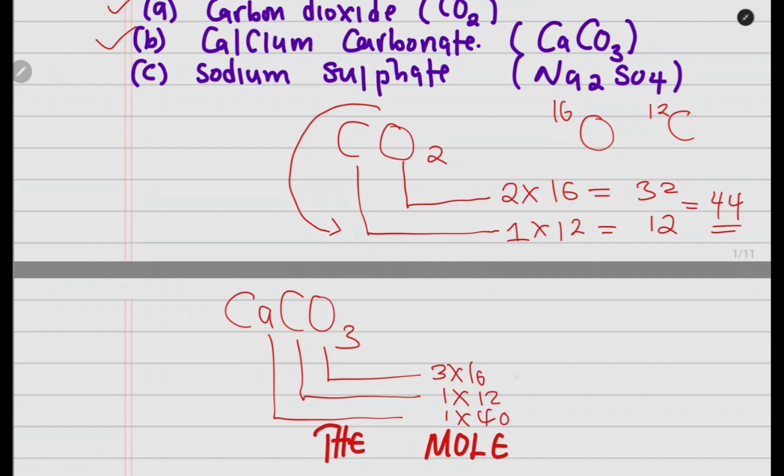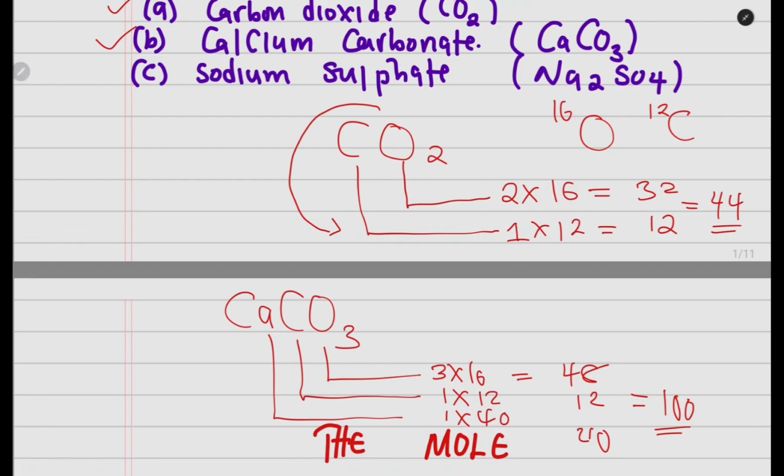If we are to add these, that is, before we add, we multiply. 3 multiplied by 16, that is 48. 48 plus 12, that is 60. 60 plus 40, that is 100. So the relative molecular mass of calcium carbonate is 100. And there are no units for these.